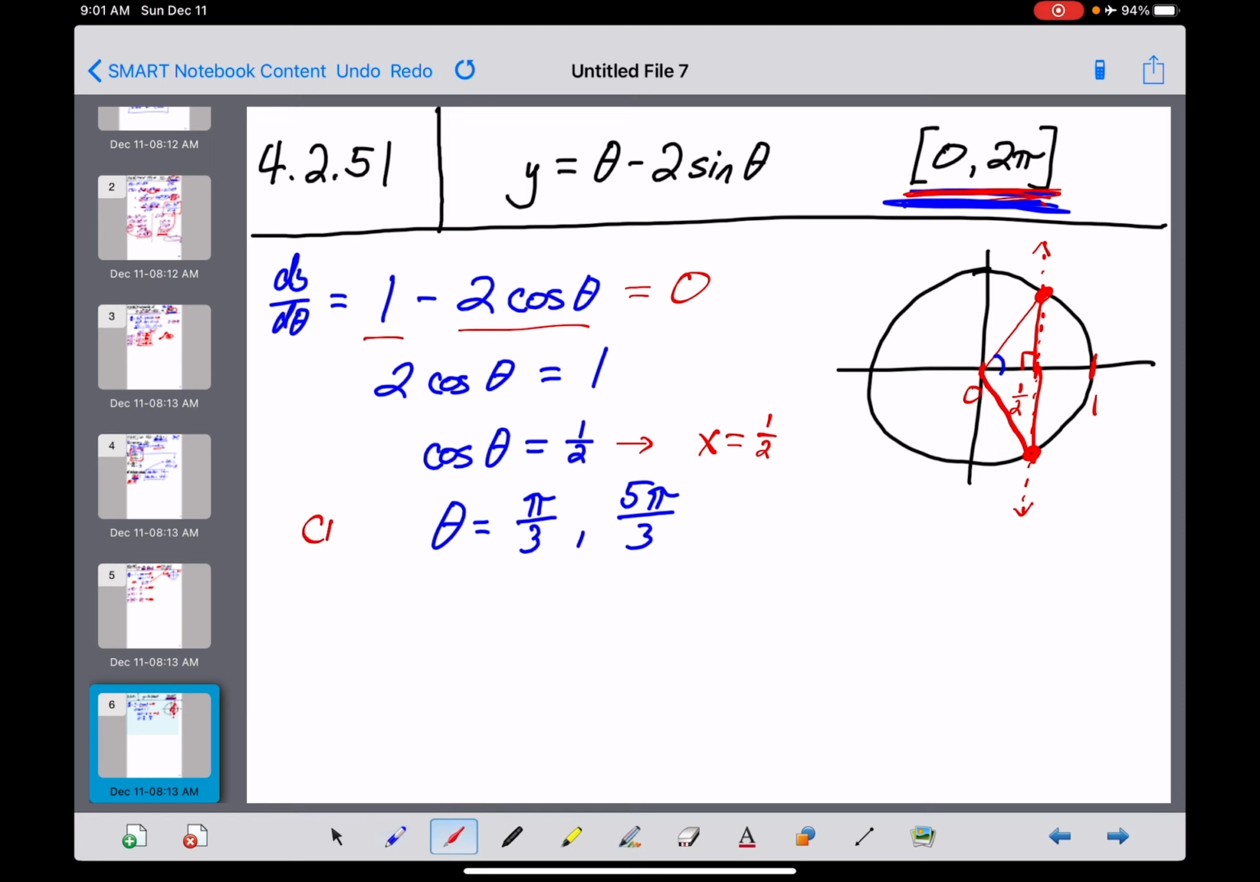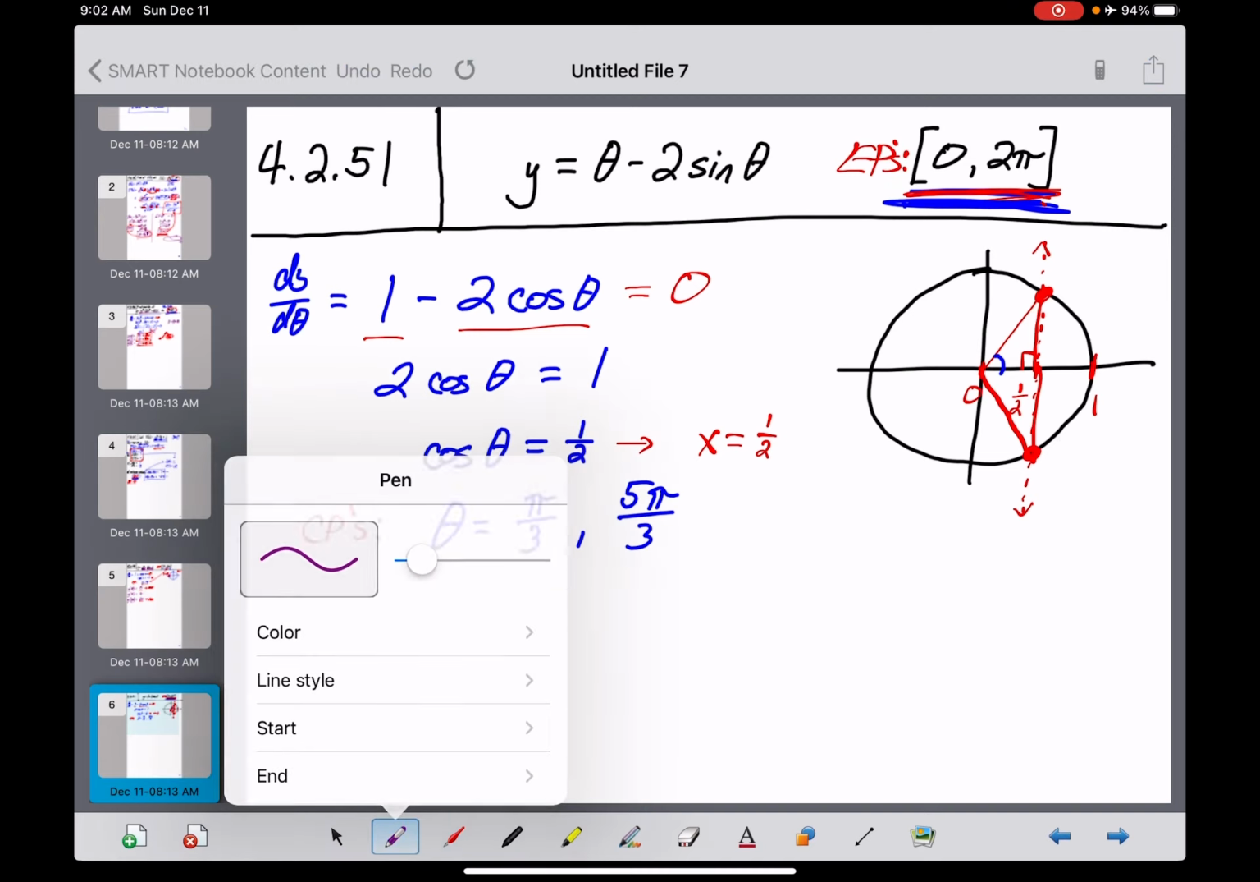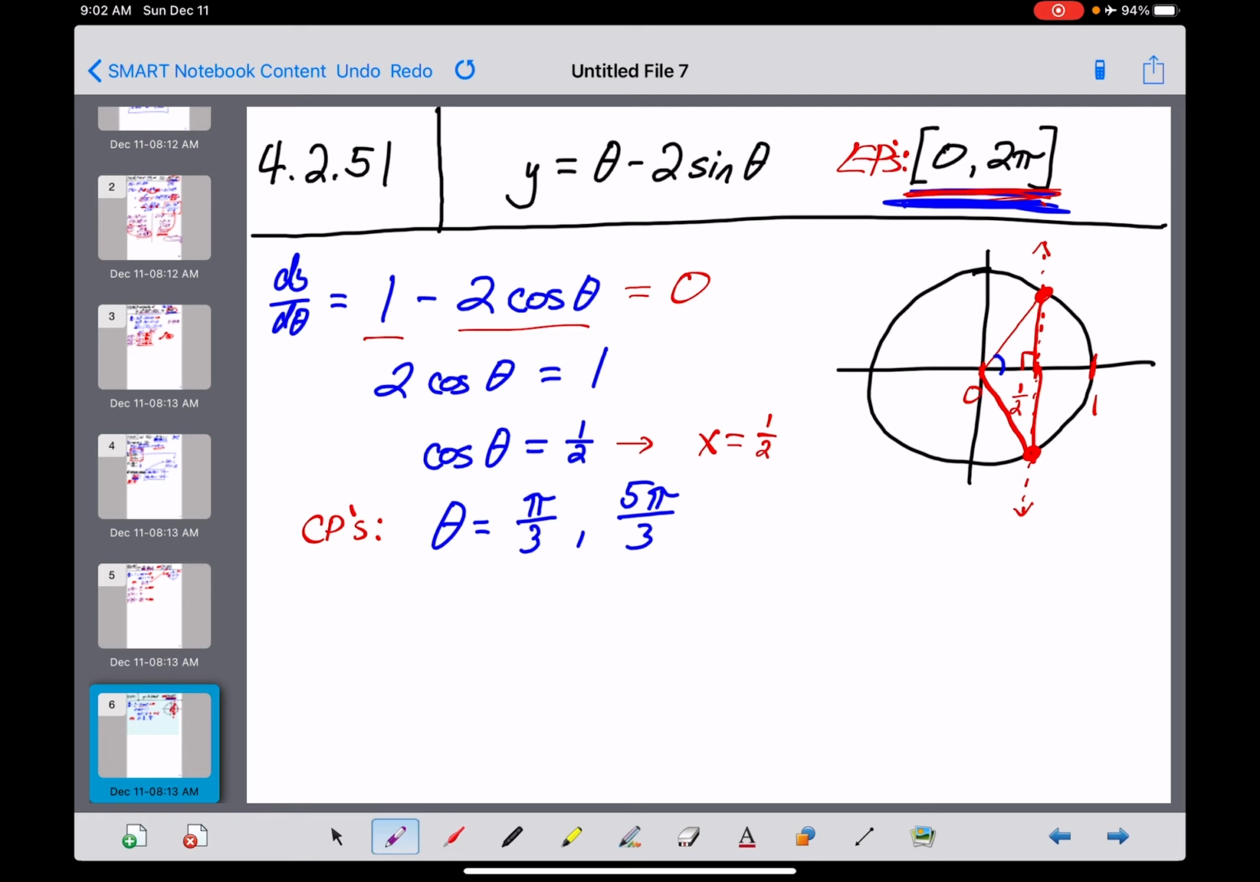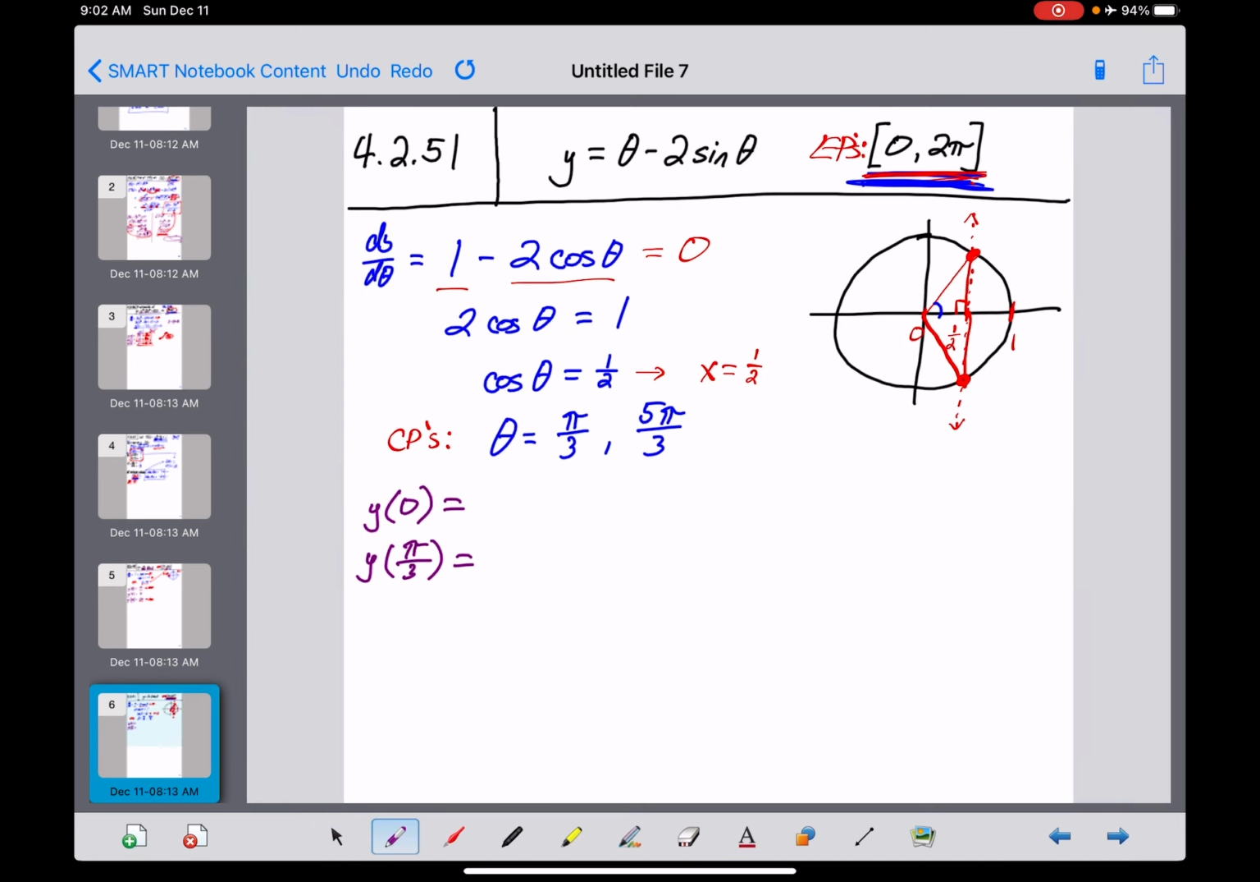So we came up with two critical points right here, values at which the derivative is equal to 0, and we have our two endpoints right up here at 0 and 2 pi. So we've got 4 spots we need to look here, guys. We need to evaluate y at 0, y at pi over 3, our first critical point. I'm just going to run out of room here, darn it. All right, here we go. We're going to do y of 5 pi over 3, gotcha. And lastly, y at 2 pi.